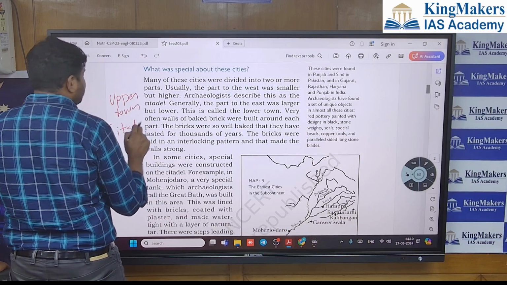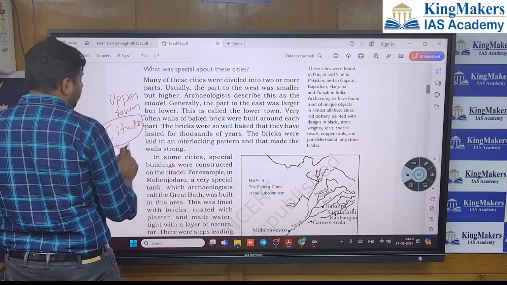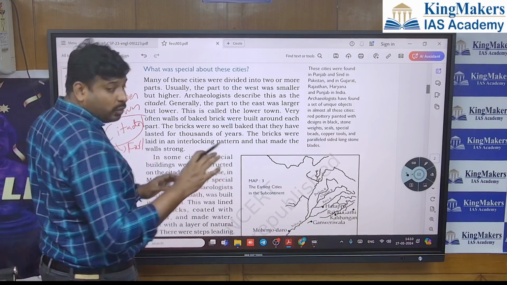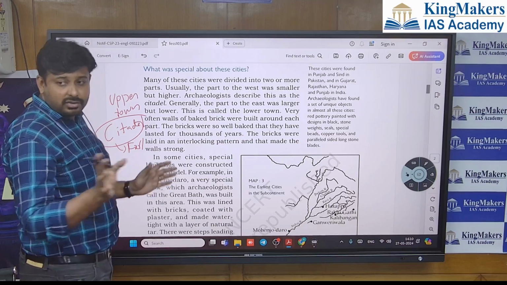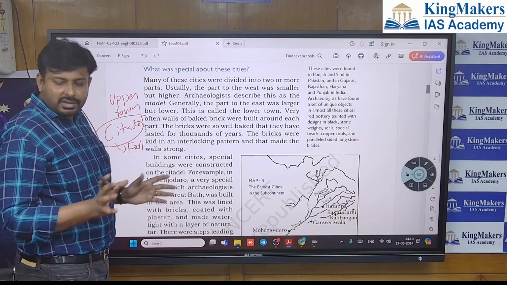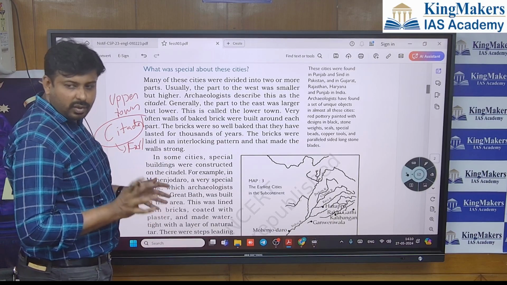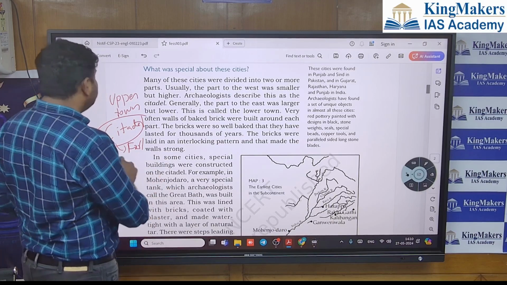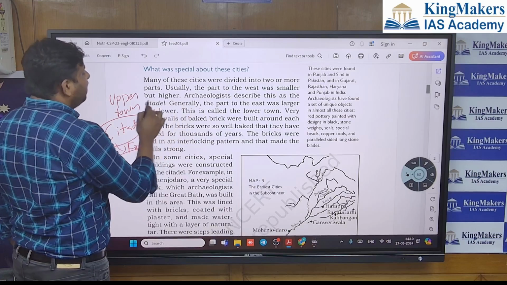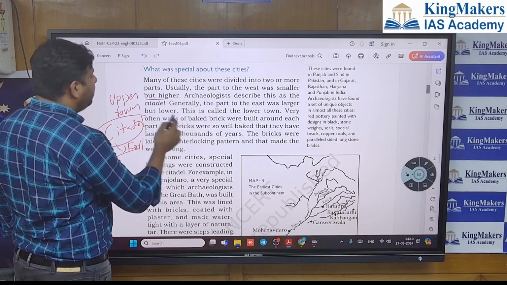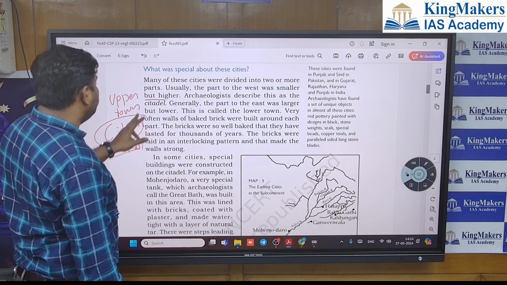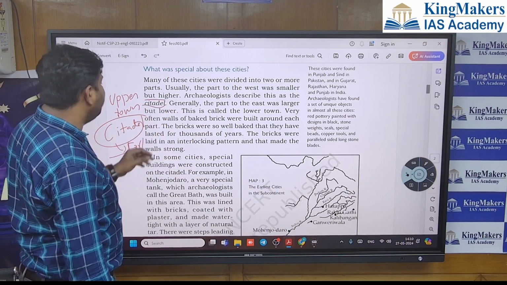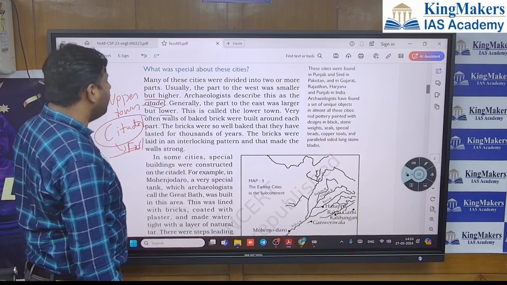Citadel means a city which is covered by a fort. You have seen the Red Fort, with a huge wall surrounding the place. A fort usually has a small city inside, a small town at least. That's called a citadel. The west was smaller but higher, and this is the citadel. The east was larger but lower, and this is called the lower town.